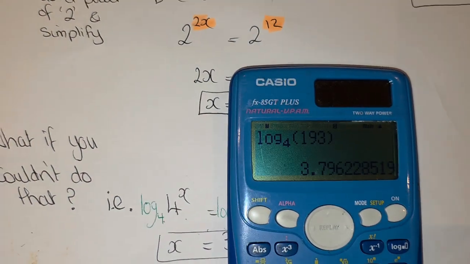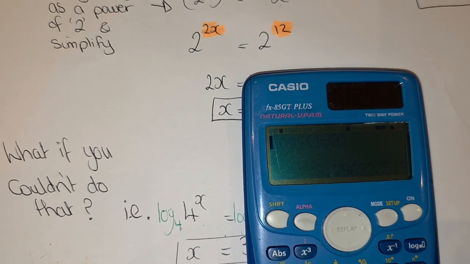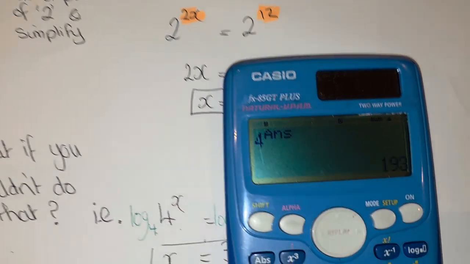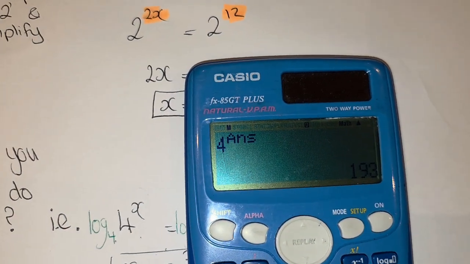It was the last thing I did on the calculator, so the calculator holds that answer. If I clear the screen, 4 to the power of the answer I just got gives 193. So I know I'm correct.